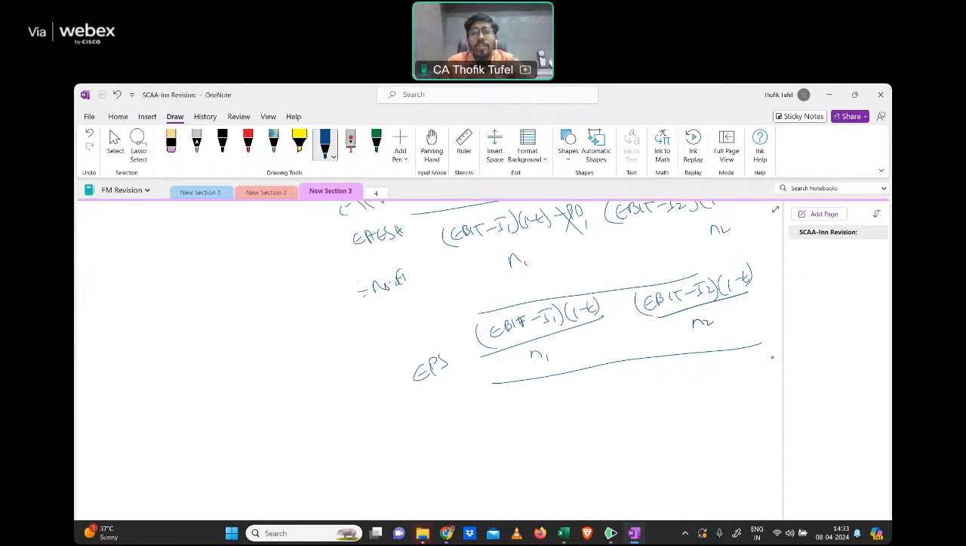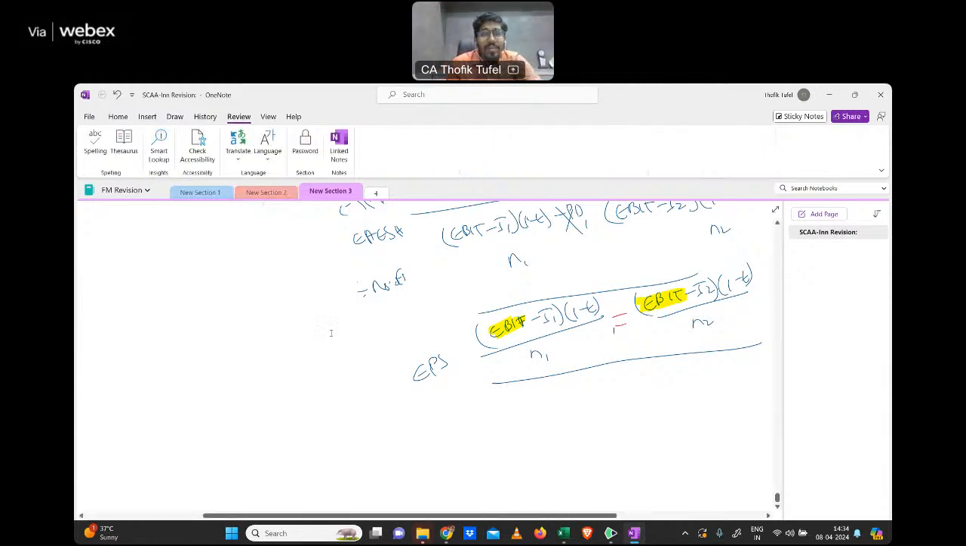Now, when will these options be indifferent? If the EPS is more for this, you'll choose this; if the EPS is more for that, you'll choose that, and it is on the basis of EBIT. So here EBIT is the unknown value, all others are known values. You want to find the EBIT level at which both EPS are equal. Only when EPS is equal will the options become indifferent.